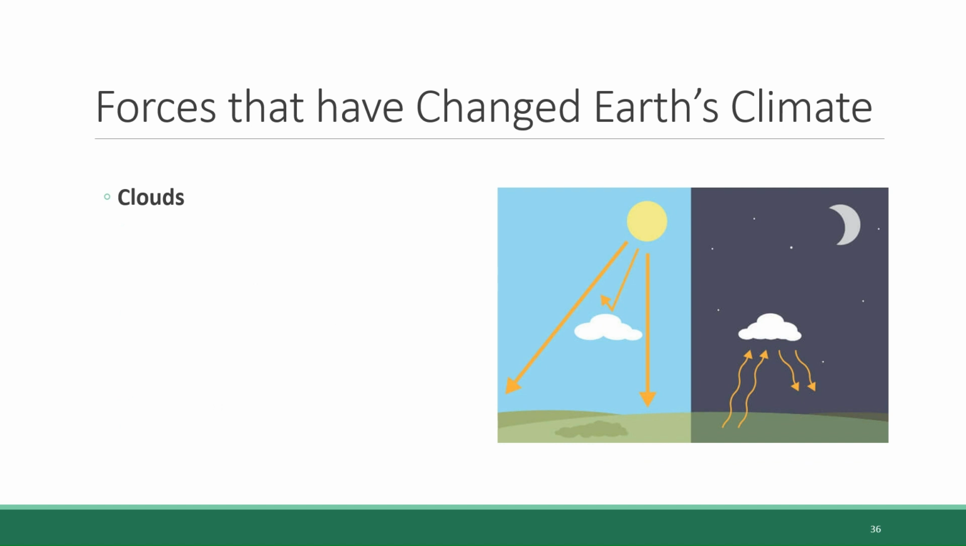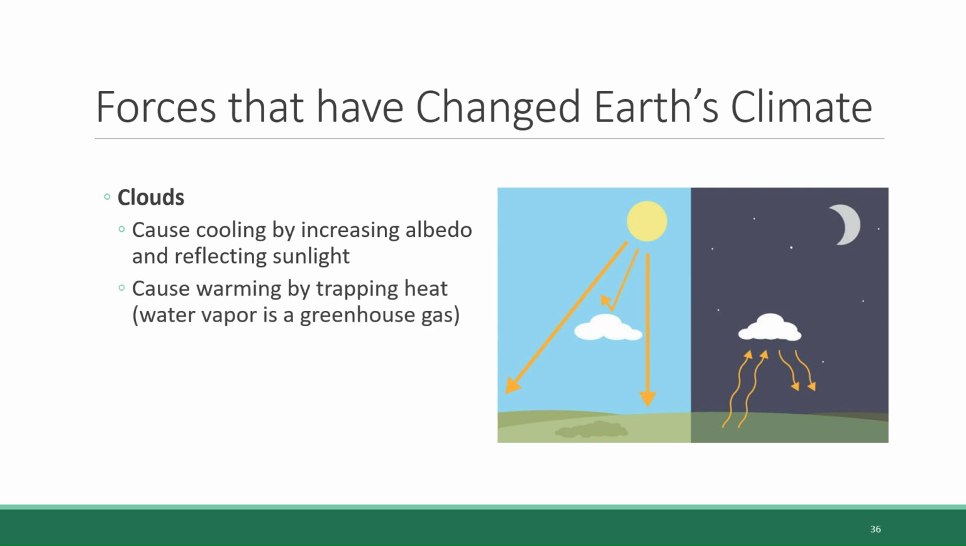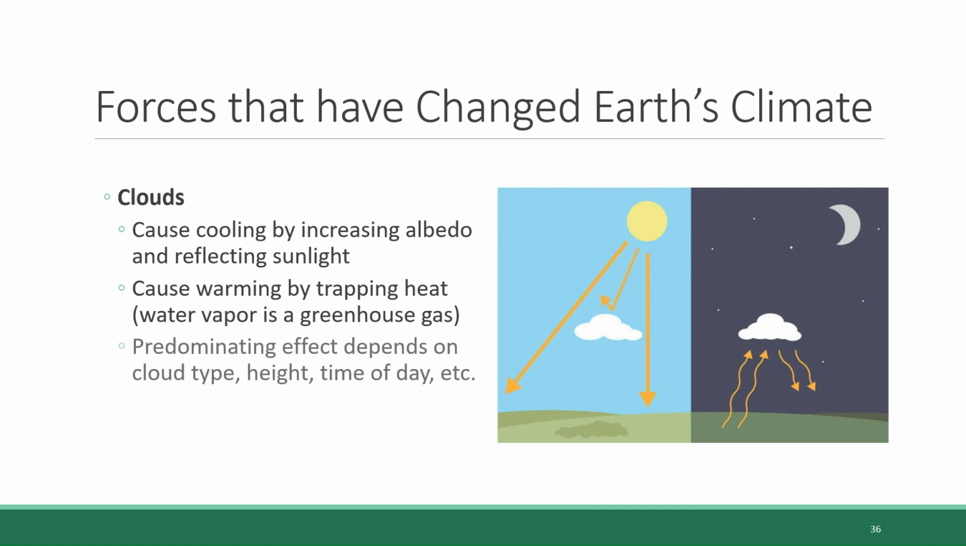Another factor that affects the Earth's climate is clouds. Like volcanoes, clouds can both warm and cool. They increase the albedo of the atmosphere and reflect light, which causes cooling. They are also composed of water vapor, which is a greenhouse gas that can trap heat and act as a heat blanket for the Earth. Which effect you get from the cloud cover depends on the type of clouds, its height from the atmosphere, and what time of day it is.